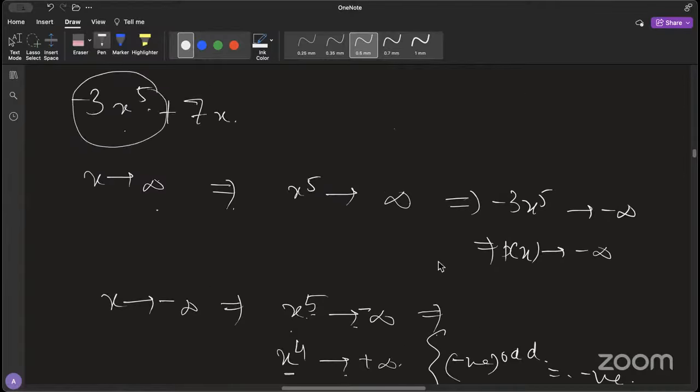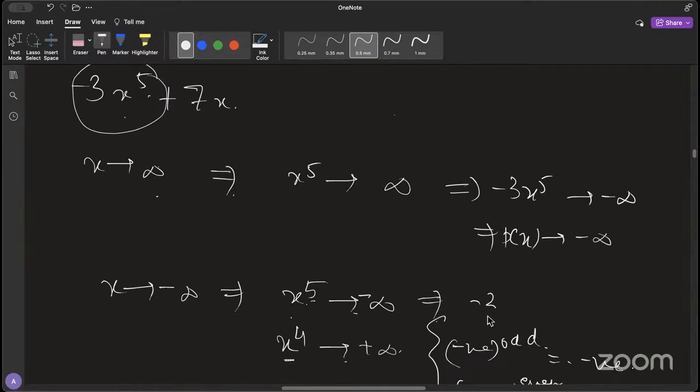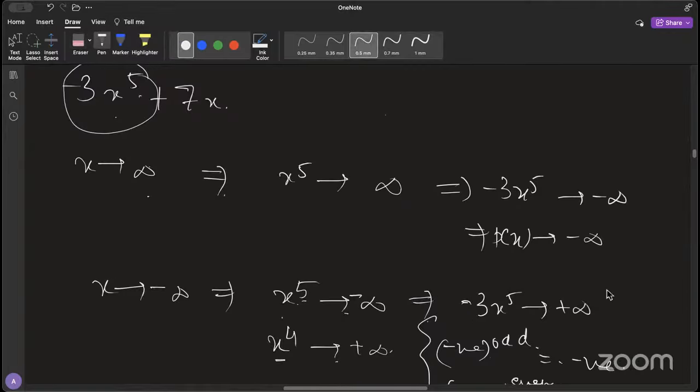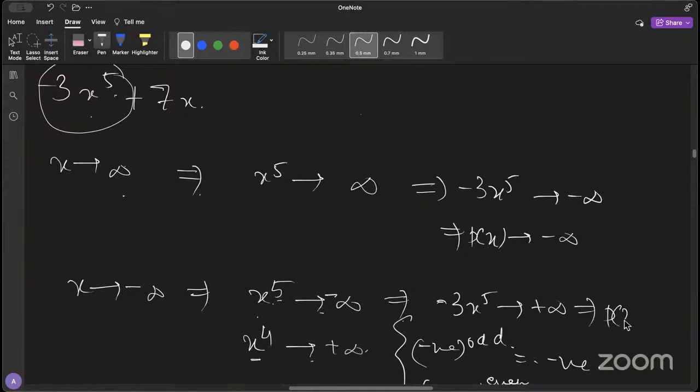Now this implies your minus 3x to the power 5 goes to plus infinity. This entire thing is going to minus infinity, and minus minus means plus. That means this entire thing will go to plus infinity. That means your polynomial goes to plus infinity.